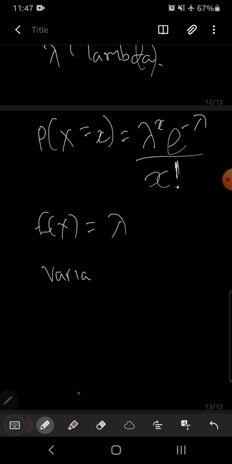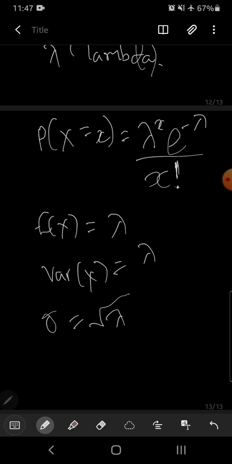Okay, so how do we find the expected value when a random variable follows the Poisson distribution? The expected value of X is just lambda. The variance of X is also just lambda, and the standard deviation is the square root of lambda.